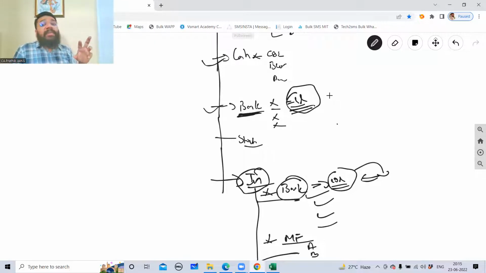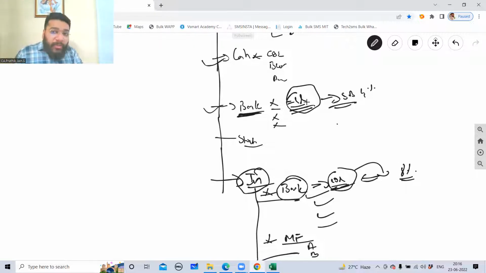Because if it is a savings bank account, then you can earn 4% interest. But that is not investment. The bank is telling you that if you put money in my bank account, just keeping it there, I'll pay you interest. If you want, you can use it whenever you want. But a fixed deposit is not like that. If I put it in the bank as a fixed deposit, I cannot use it. It is locked. So for that, let's suppose I'm getting 8% return.